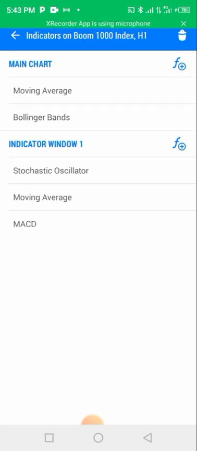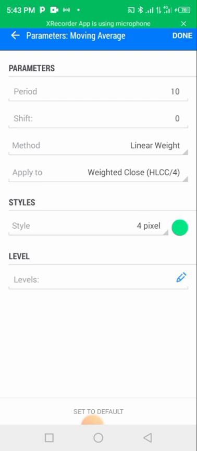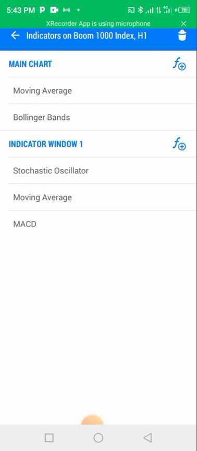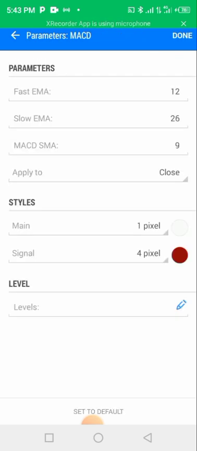The next indicator you'll be adding again will be the moving average, still on your indicator window 1, which has a period of 10, shift 0, method linear weighted, applied to weighted close, style 4 pixel. I'm using a green color. After that is done, the last indicator here will be the MACD. On the MACD, the fast EMA is 12, slow EMA is 26, MACD SMA is 9, apply to close.